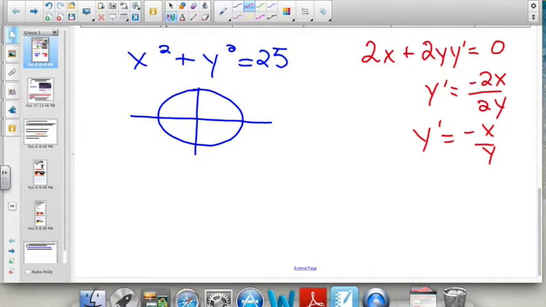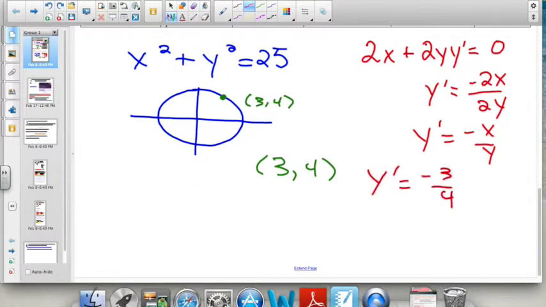But we didn't really worry too much about it because these types of problems were just kind of like, what is the value of the derivative at 3, 4? If I put 3 in here and 4 in there, that's on the circle. So at 3, 4, can I find my derivative? How much is my derivative at 3, 4? Yeah, negative 3 over 4. So I could draw that derivative, that tangent line there.